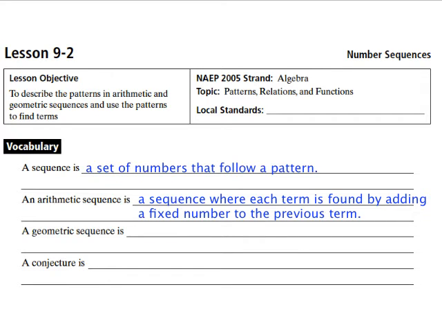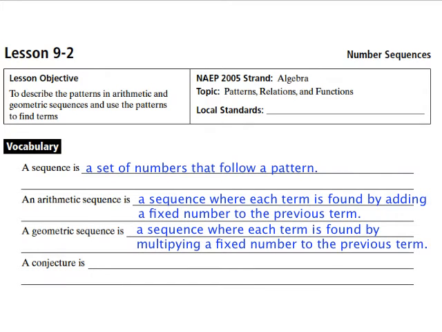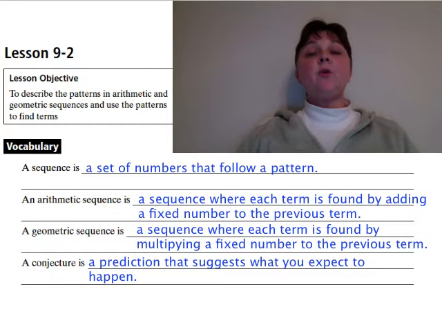An arithmetic sequence is a sequence where each term is found by adding a fixed number to the previous term. A geometric sequence is a sequence where each term is found by multiplying a fixed number to the previous term. A conjecture is a prediction that suggests what you expect to happen. Pause the video so you can finish writing down these definitions to the vocabulary words.